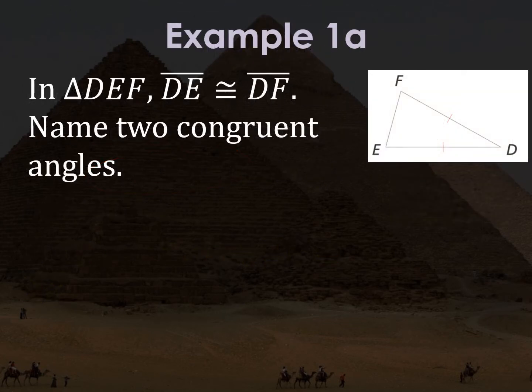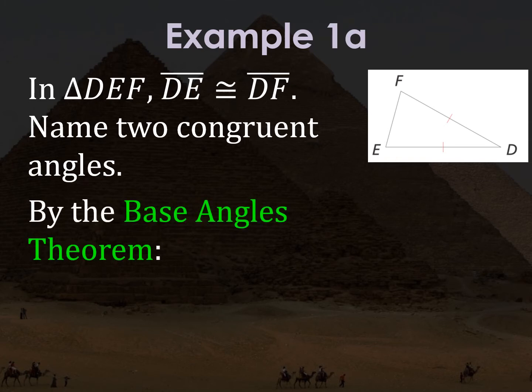1A, in triangle DEF, DE is congruent to DF. Name two congruent angles. So you have two sides of a triangle that are congruent. So that's an isosceles triangle. Now if you imagine turning this triangle so that angle D is at the top, the two base angles are angles E and F. The two angles that are touching the base of the isosceles triangle, so angles E and F are congruent.